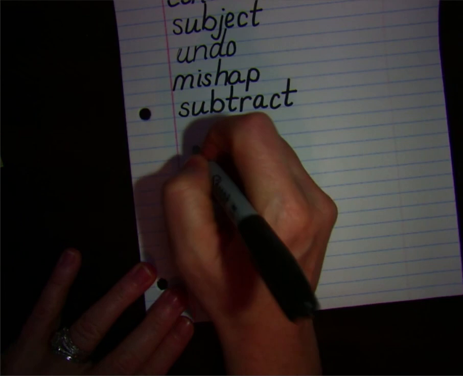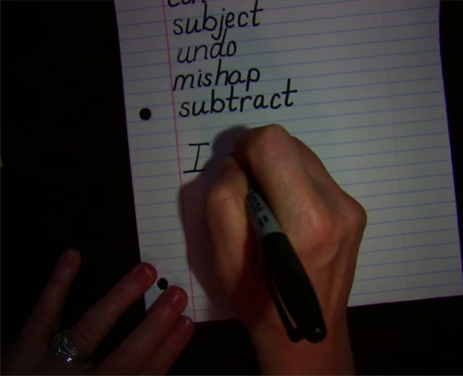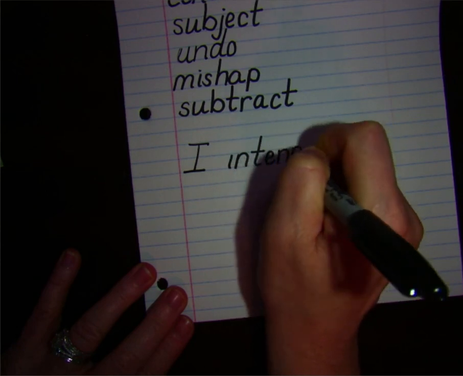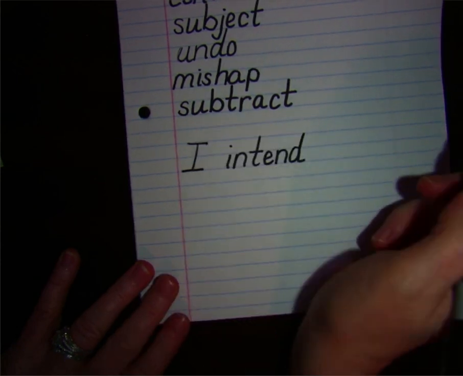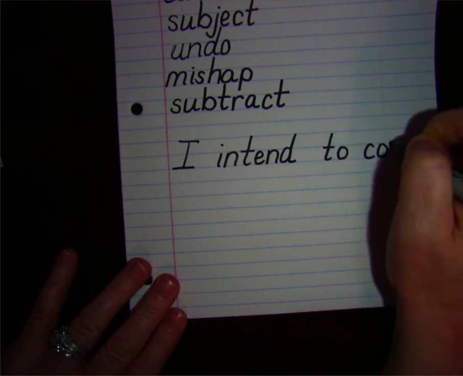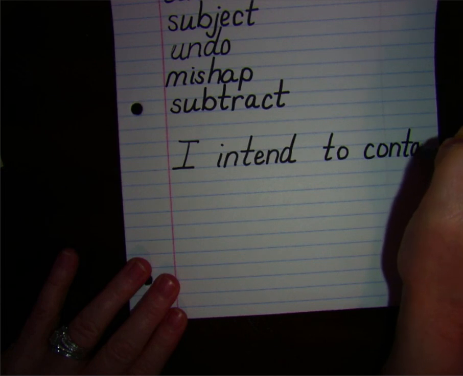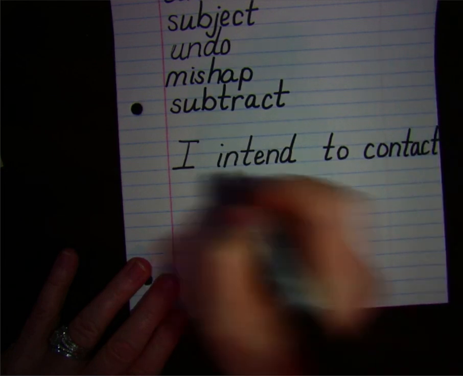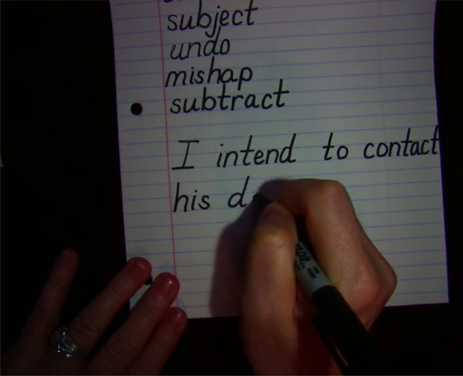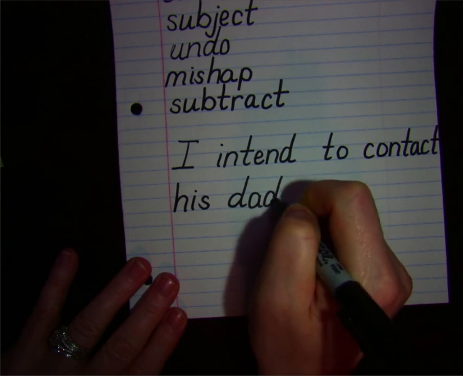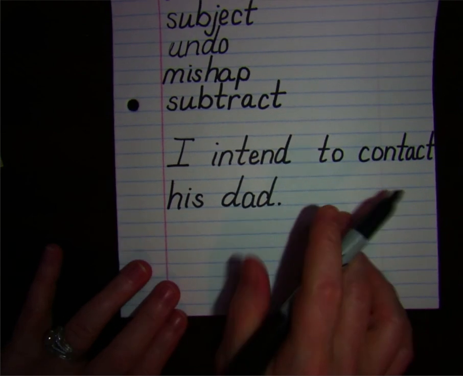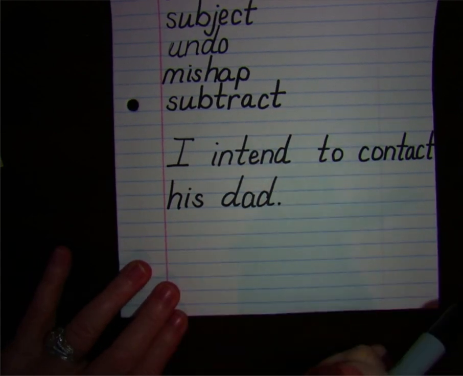Let's check our work. I intend means that you plan on doing something. To contact his dad. Now, I want you to check your work and make sure it matches mine, that you started with an uppercase I and ended your sentence with a period. And we need to check all the spellings in between.